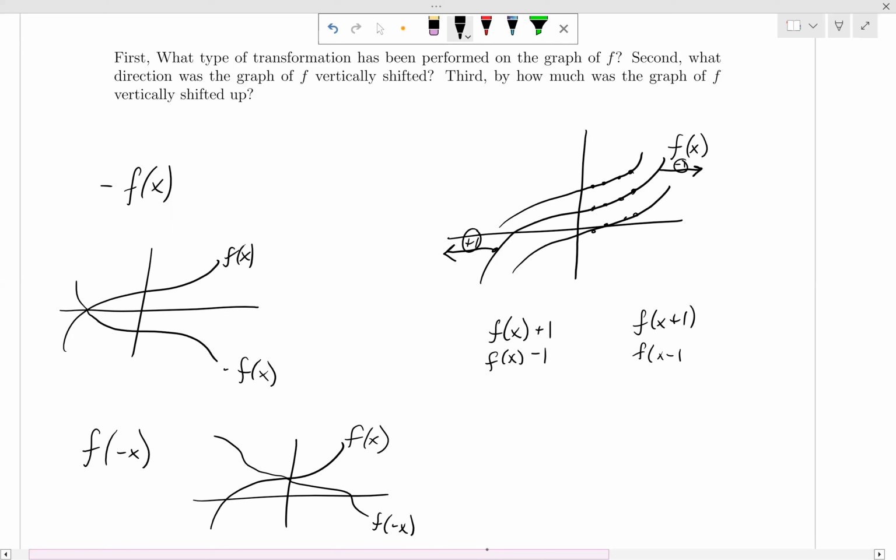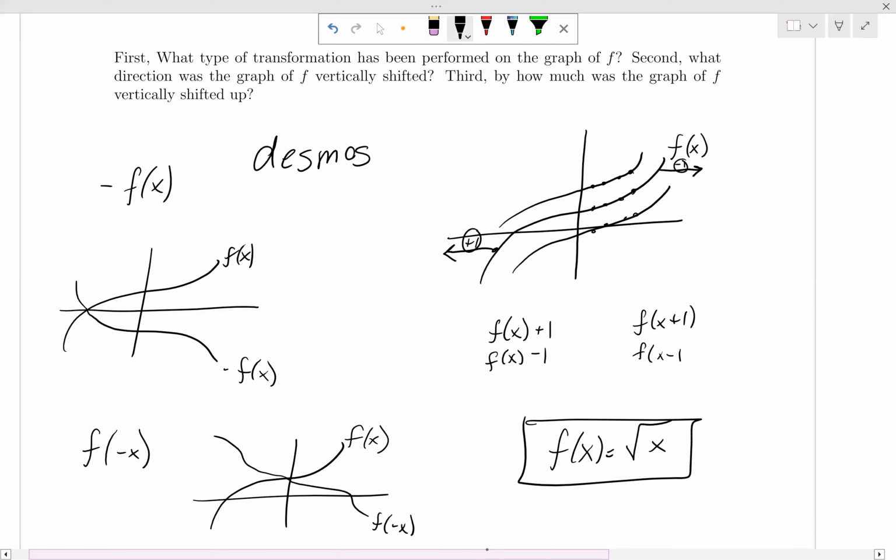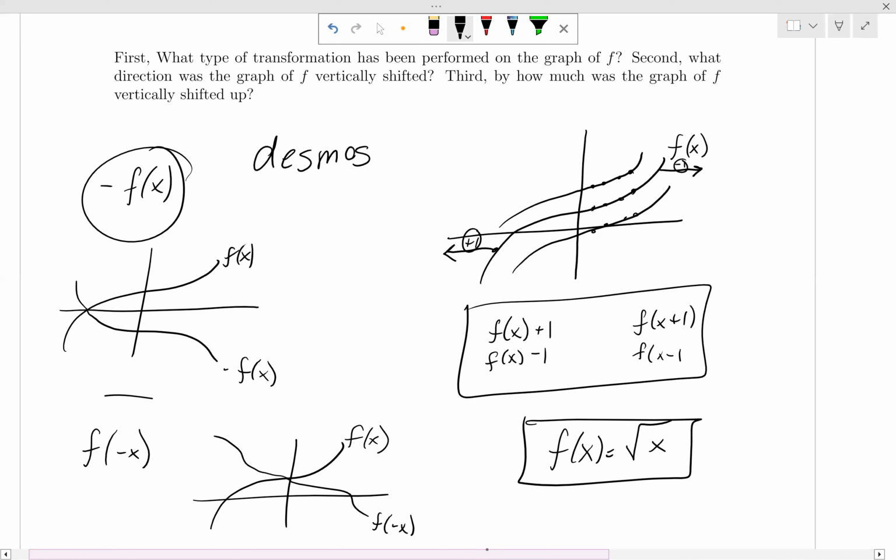f of x equals square root of x into Desmos, the graphing calculator online. You can Google that. It's a graphing calculator. If you plug in f of x equals square root of x, you can play with all of these right here and convince yourself that it does, because square root of x looks like this.